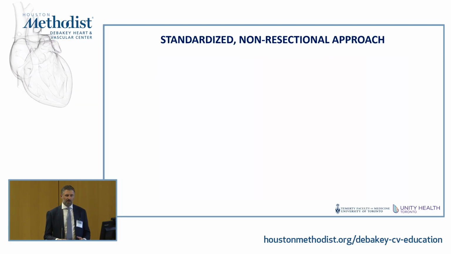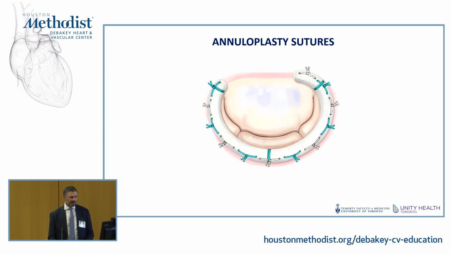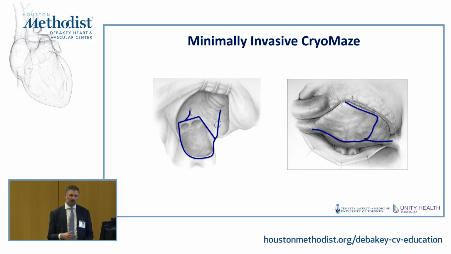In terms of the approach, you can use whatever approach you're most comfortable with. I use a standardized non-resectional approach, meaning that I tend to use Gore-Tex, 60 millimeters for the posterior leaflet and 23 for the anterior, and obviously the annuloplasty at the end. Despite being a redo, you can still do concomitant procedures like cryomaze.